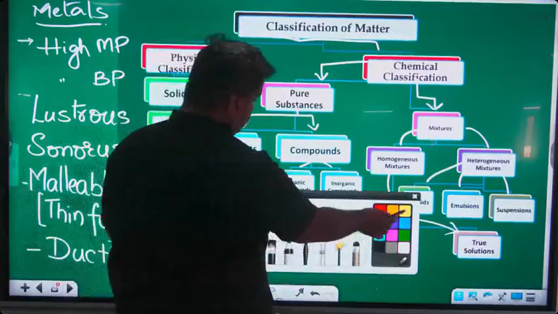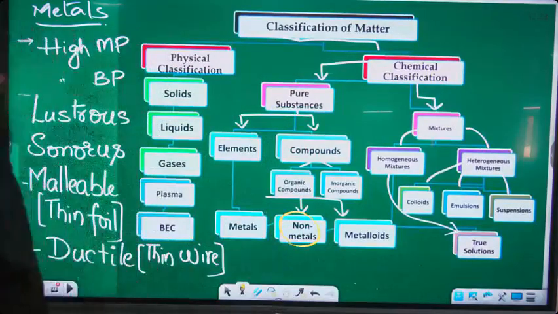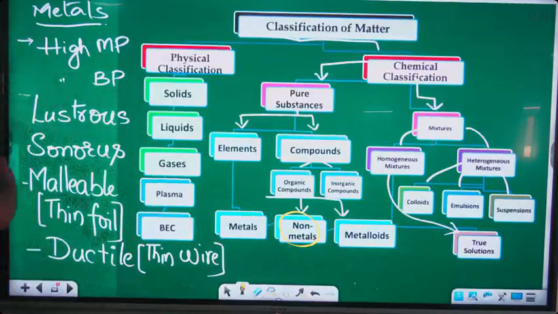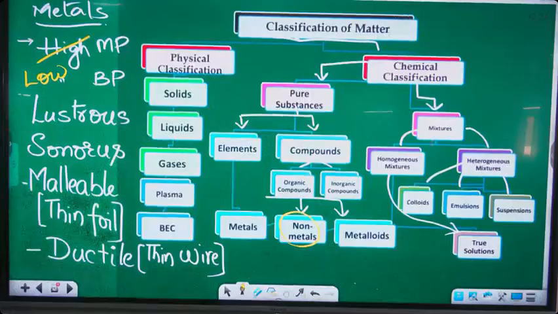Then come to the case of non-metals. Give the heading non-metals. Non-metals have low melting points, low boiling points. Non-metals have got low melting points. Non-metals have got low boiling points.